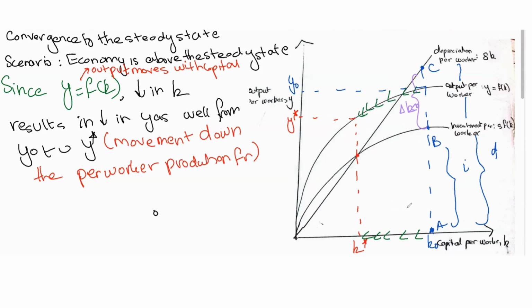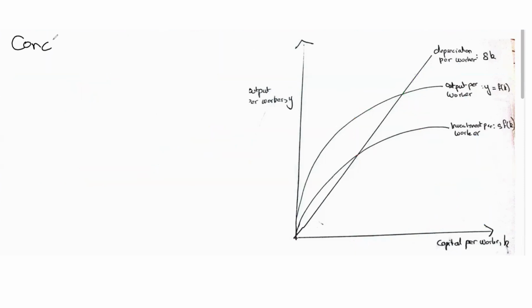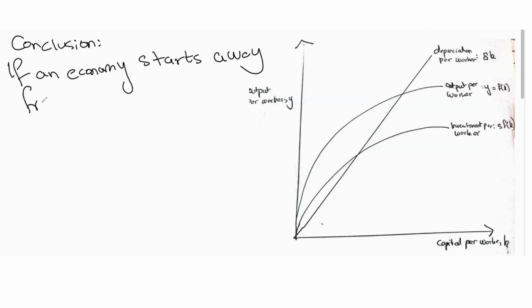So in this case, regardless of whether we start above the steady state or below the steady state, the economy will always converge to the steady state. So the conclusion here is, if an economy starts away from the steady state, regardless of whether it's above it or below it, it gradually moves towards it.